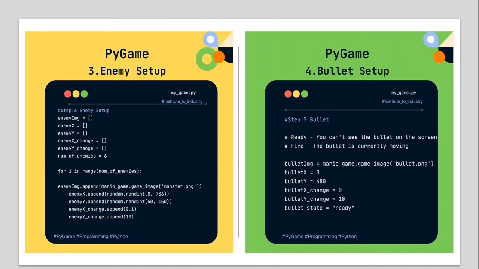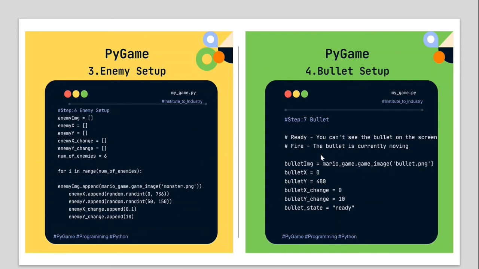So we have to mention the position and how the enemy needs to move on the x-axis and the y-axis. That is also what we have mentioned in step number 3. And for each and every movement, how much it should move in the x-axis and y-axis movement. So this is the enemy setup.